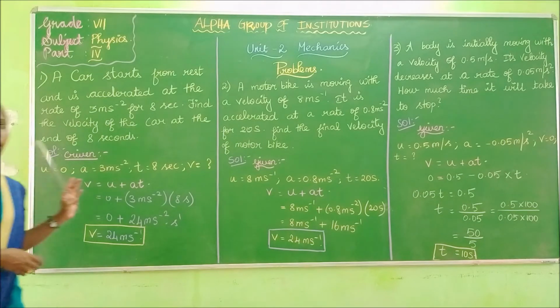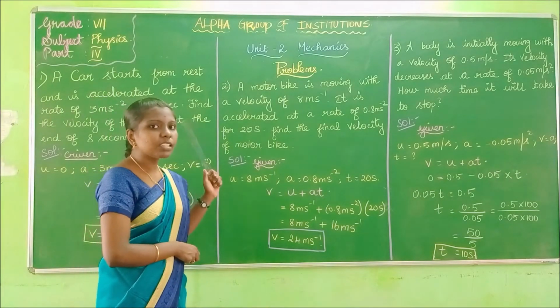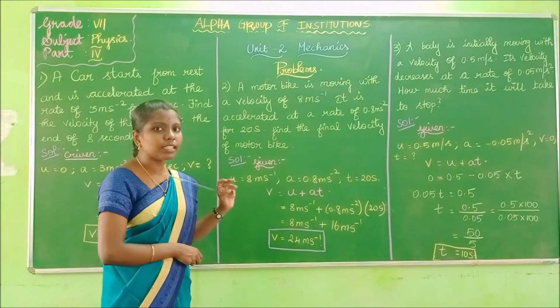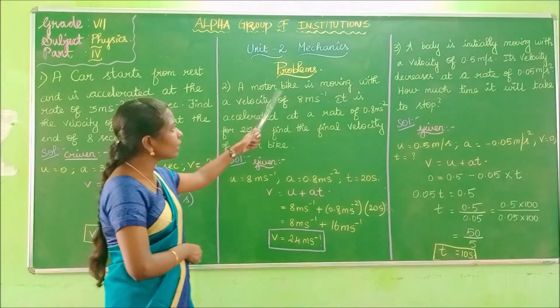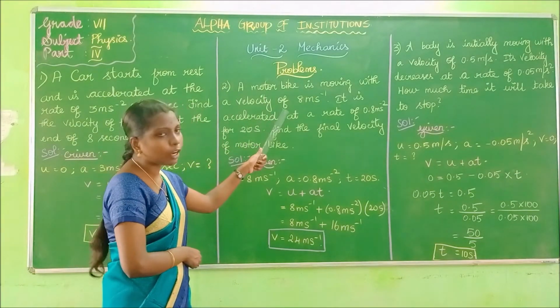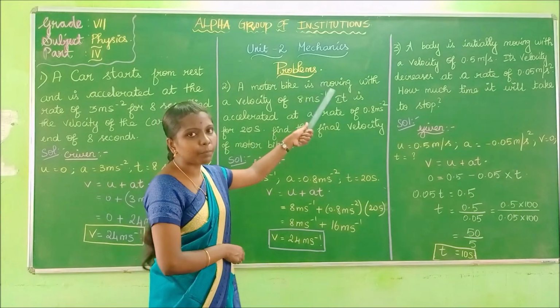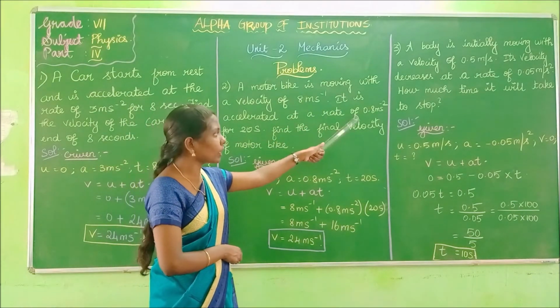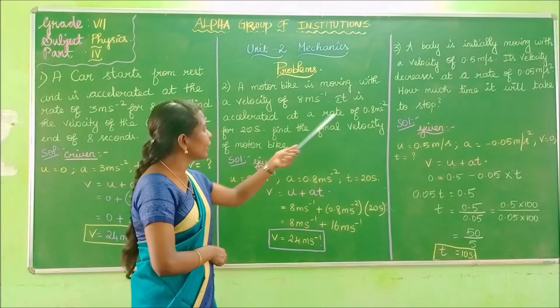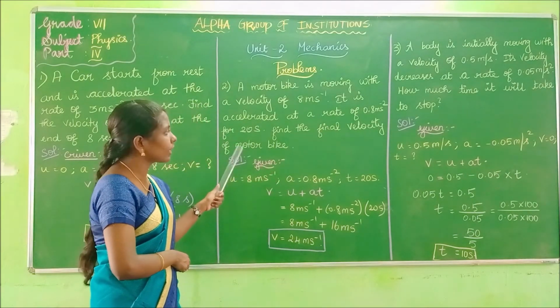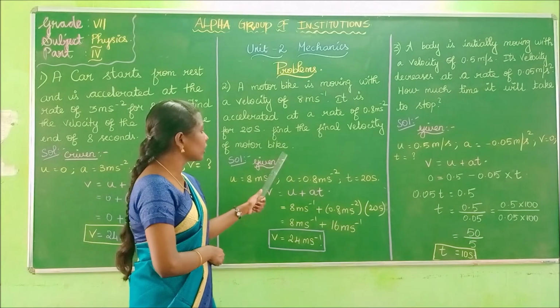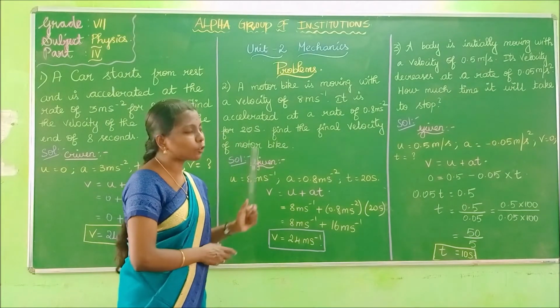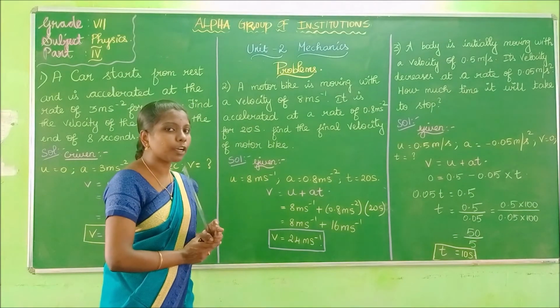Is it clear? Yes. We shall move on to the second problem. Okay, I'll read the question. Listen carefully. A motor bike is moving with a velocity of 8 meters second power minus 1. It is accelerated at the rate of 0.8 meters second power minus 2 for 20 seconds. Find the final velocity of the motor bike. They are asking us to calculate the final velocity of the motor bike.